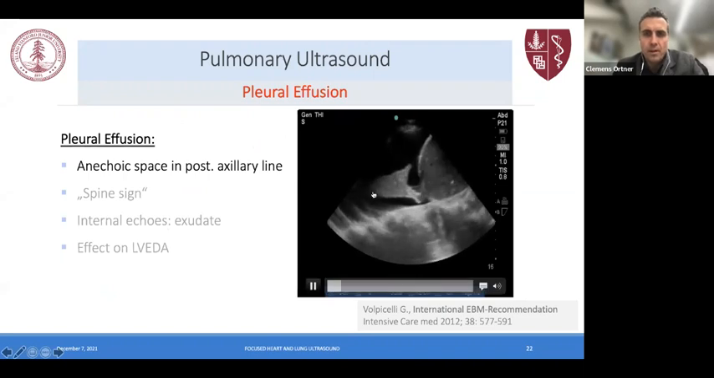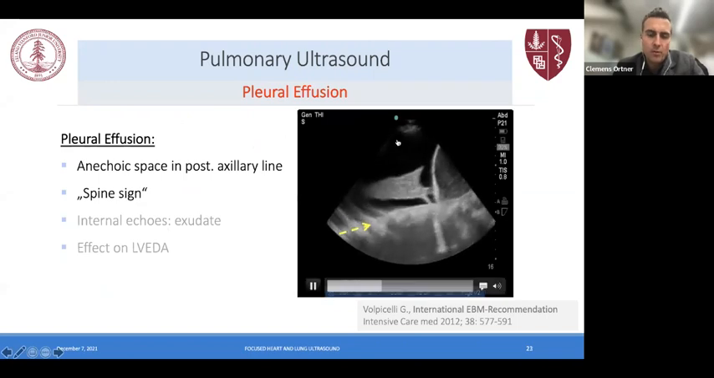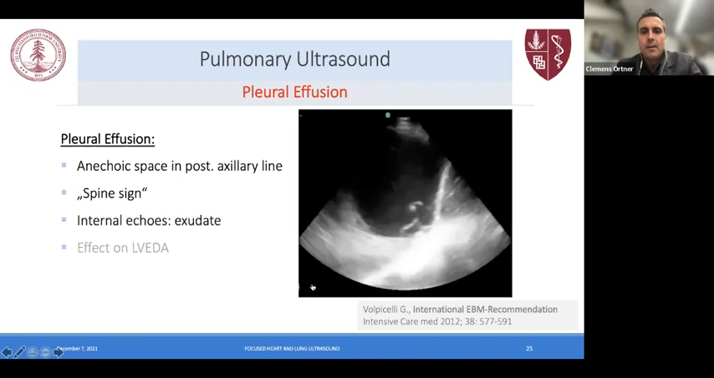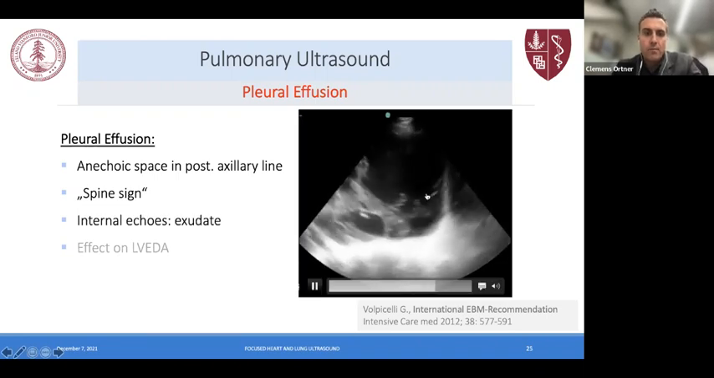And here you see an atelectatic lung, and you see all this black fluid. You also see this spine sign. Because of the good echogenicity of the pleural effusion, the ultrasound beam travels to the spine, and you can image the spine quite well. This is called the spine sign. Here, this is how it looks when you have some exudates in your pleural effusion, okay?